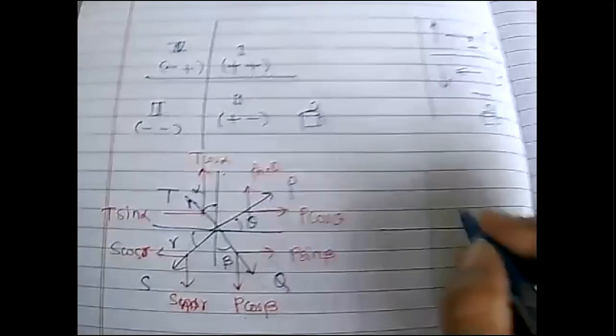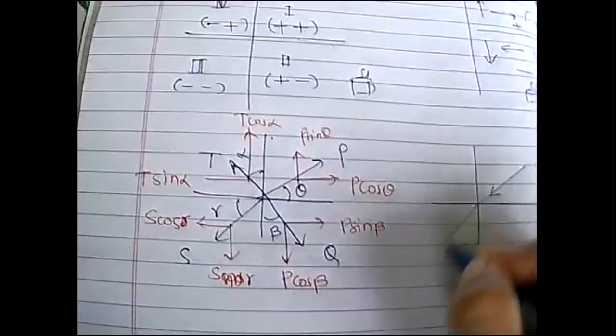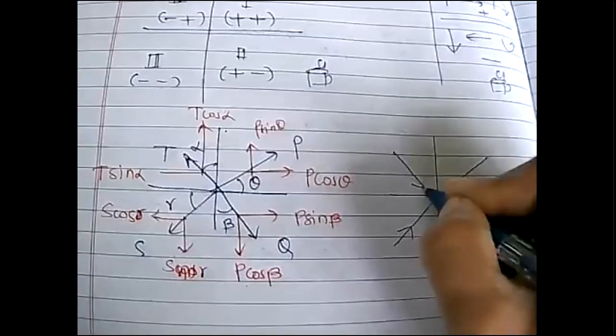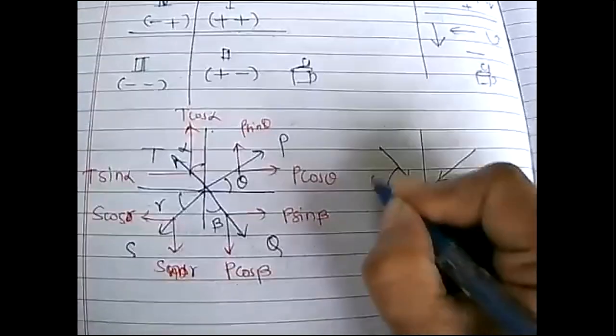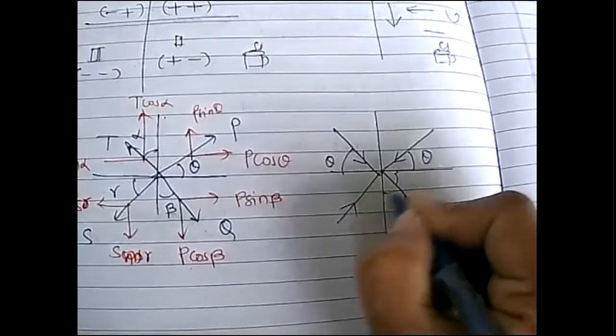I'll draw one more diagram which will tell you how to resolve the forces. Now these forces are going away from your joint. Now I will draw some forces which are coming towards the joint. This is just for understanding purpose. How to resolve must be known to you.